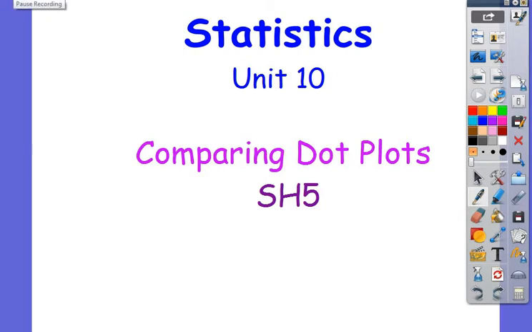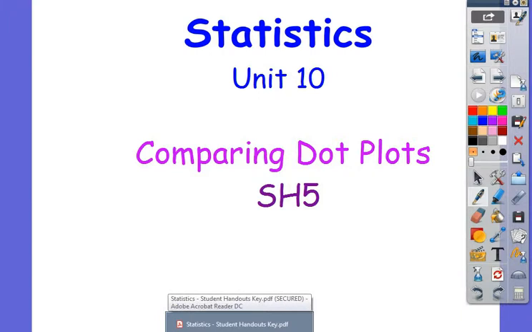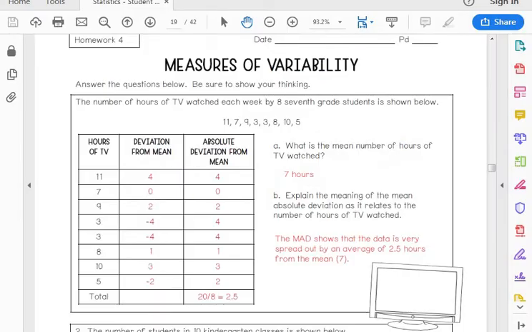Alright, this is comparing dot plots, student handout 5 from statistics. So make sure you're on student handout 5. First, we're going to go ahead and check homework 4. So turn to homework 4 for us to check. That way we know what we're doing with our MAD problems, our mean absolute deviation. See if we check and know how to do that.